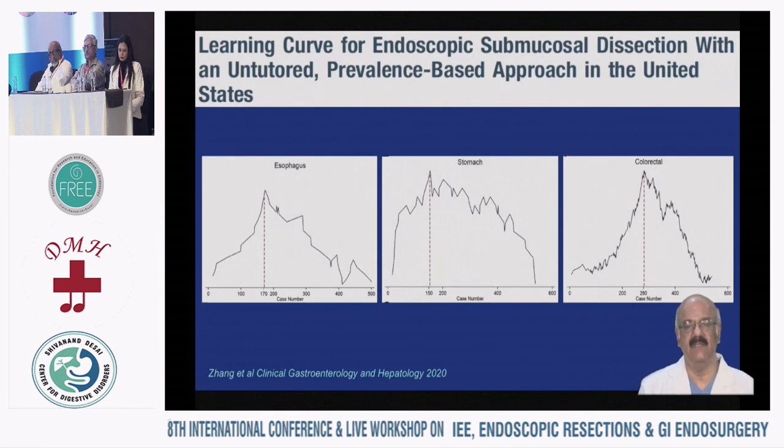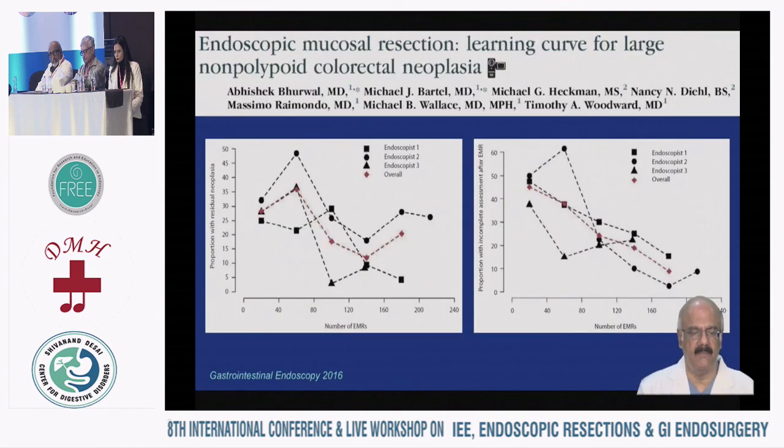Again, this is a study which actually put actual numbers to what learning curves should be. For example, for competent ESD, it's 170 for esophagus, 150 for stomach and colorectal. Now, these are large numbers, and unless you're in tertiary centers, these numbers are difficult to obtain. Again, even for EMR, this very interesting study showed that to reach a competence level where you can do with low proportion of residual polyps and do a complete EMR, you require an average of about 100 or 120 cases.